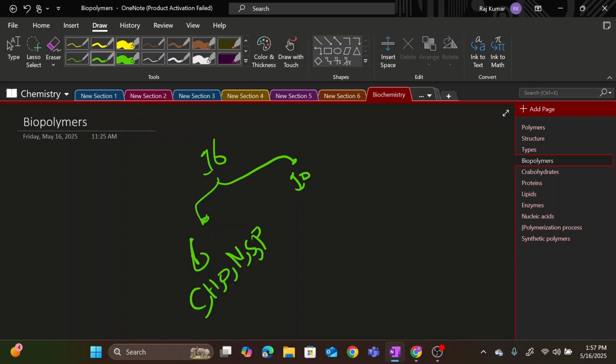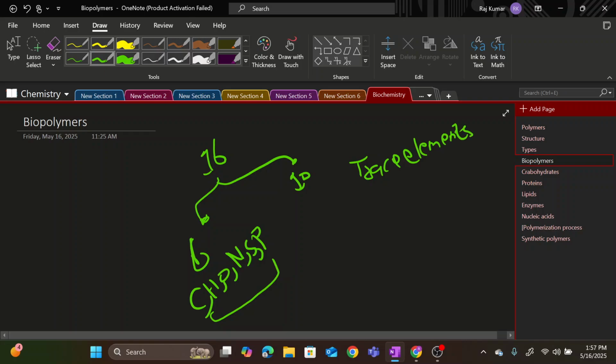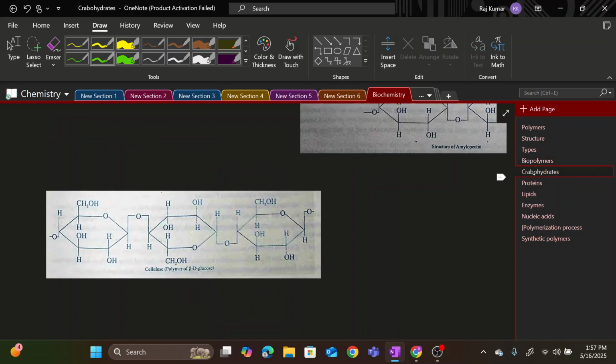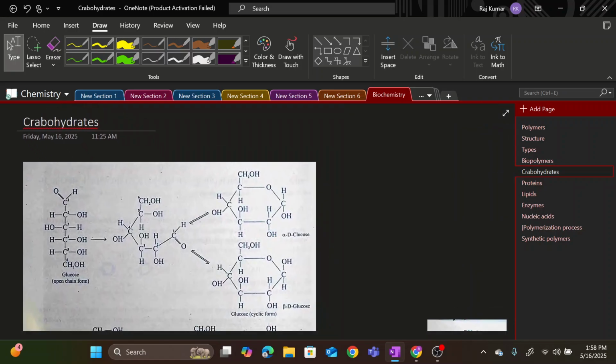These are known as major elements, and alongside them we have some other elements which are present in smaller amounts in the body, known as trace elements. All of these elements are necessary because they form the entire human body, and we're going to look into four major macromolecules which constitute the human body. The first one is carbohydrate.